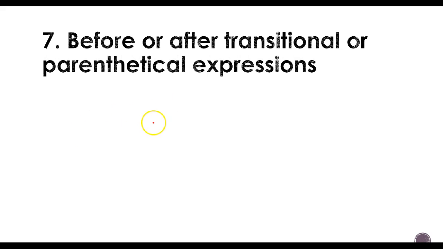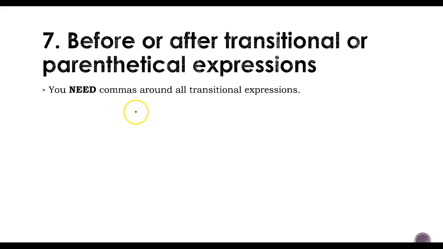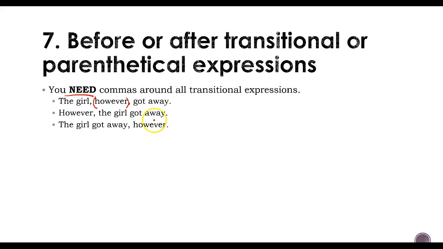Commandment 6. Make sure you use commas before or after transitional or parenthetical expressions. So this one is pretty straightforward. You need commas around all transitional expressions or transitional phrases. The girl, however, got away. So the word however is a transitional phrase, so we put commas around it. The girl, however, got away. However, comma, the girl got away. The girl got away, comma, however. So whenever you're including a transitional phrase, you need commas around it.